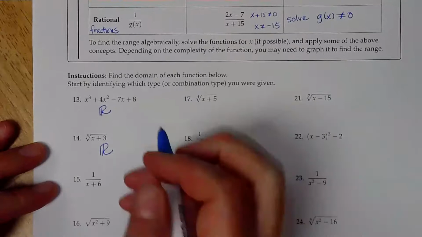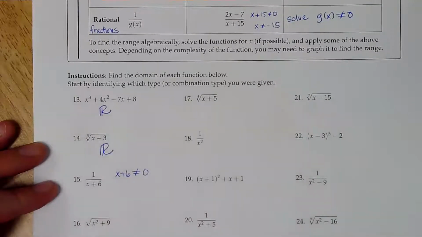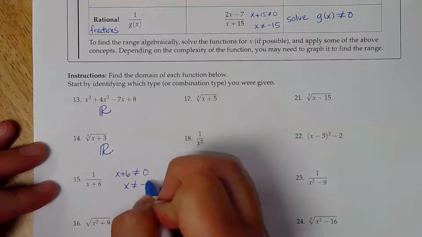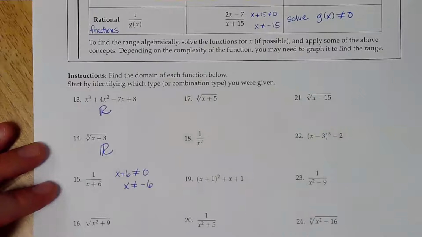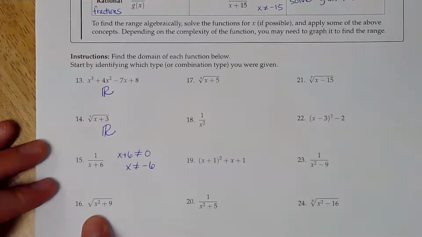So I'm going to take the denominator, x plus 6, and say it cannot equal 0, and then I'm going to solve. So I'll subtract 6 from both sides. So I get that x cannot equal -6, but I can put any other real number I want in there. And then 16, so I have the square root of x squared plus 9.